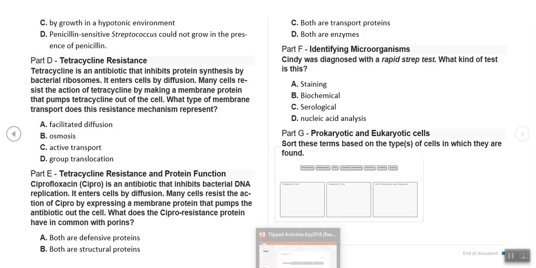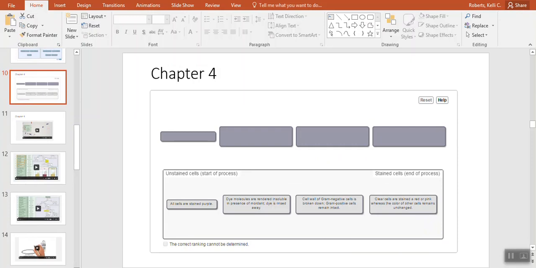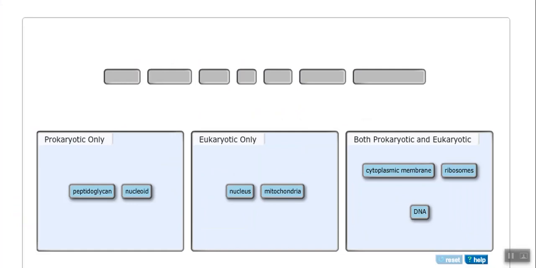Okie dokie. So let's go on to our next image here. We're classifying and sorting these cells by what structures we'd find in them. In prokaryotic cells only, they have peptidoglycan and they have that nucleoid region. Eukaryotic cells have a nucleus and mitochondria. Both prokaryotes and eukaryotes are going to have that cytoplasmic membrane. Ribosomes, although they're not the exact same size, they both have ribosomes and DNA. They have genetic material. All right, so that's all we have for chapter 4.